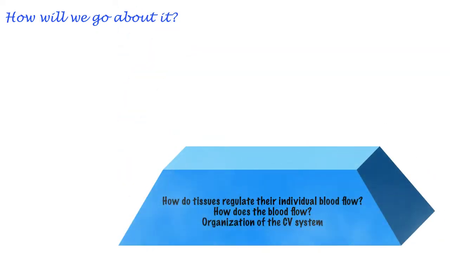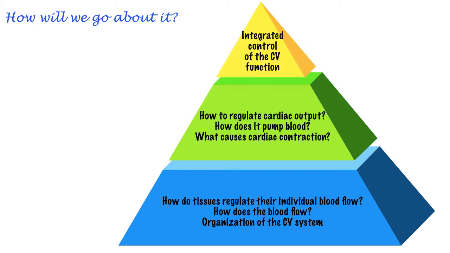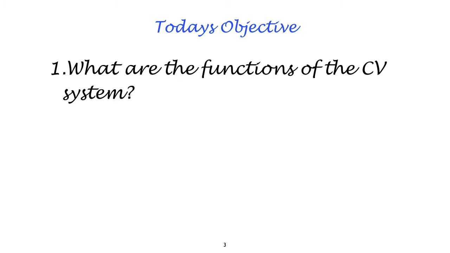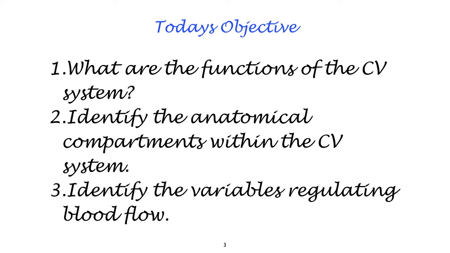First, understanding the properties of flowing blood, then examining the nature of cardiac contraction and how it is regulated, to finally understanding the regulation of arterial pressure and tissue blood flow. For today's video, we will focus on the organization and function of the cardiovascular system. We will also look at the basic properties of flowing blood.